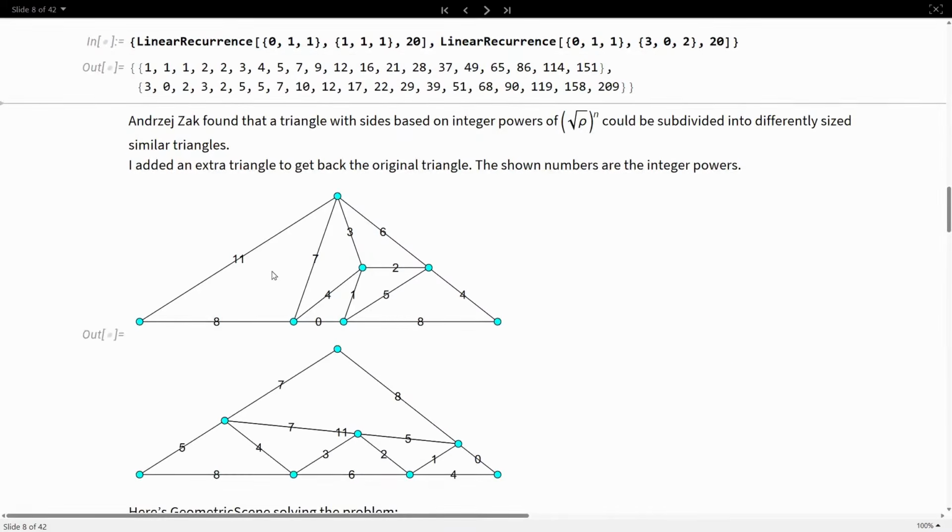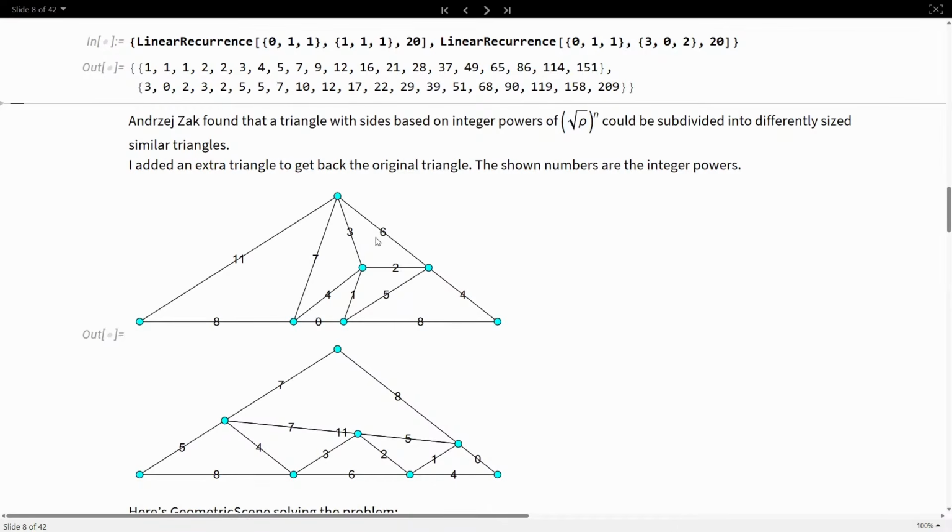And one thing you can do with that constant, if you use powers of the square root of that, the square root of the plastic constant to the power of 0, 1, and 4 gives this triangle. And all of these triangles here are powers of the square root of the plastic constant.